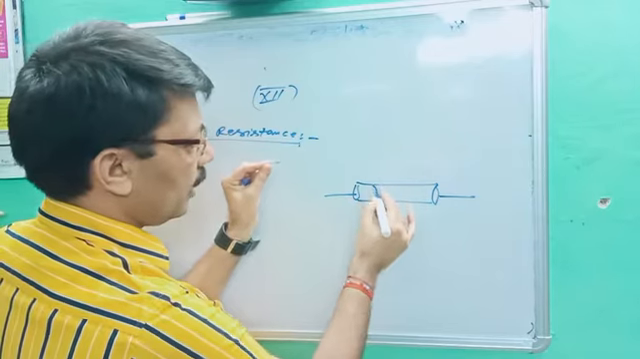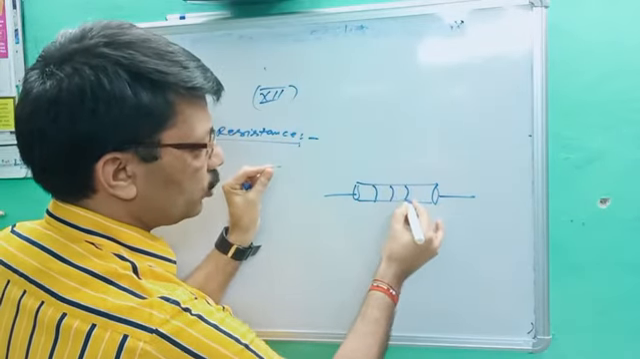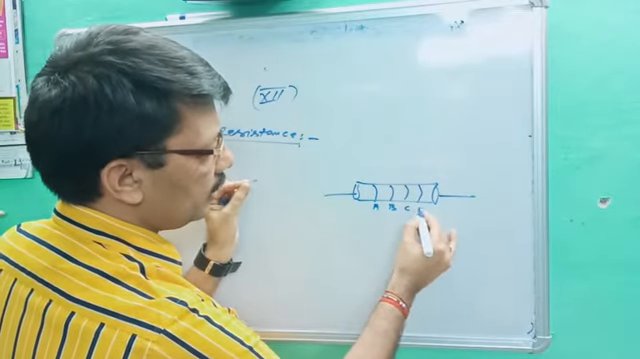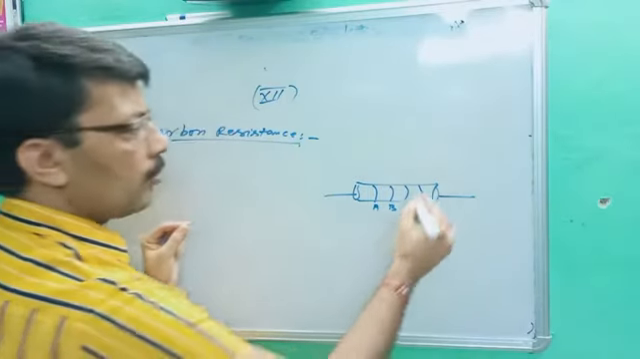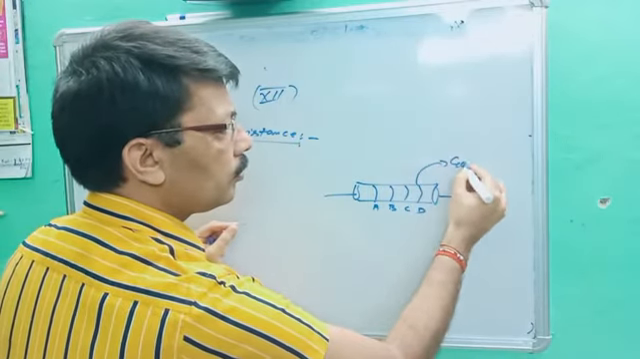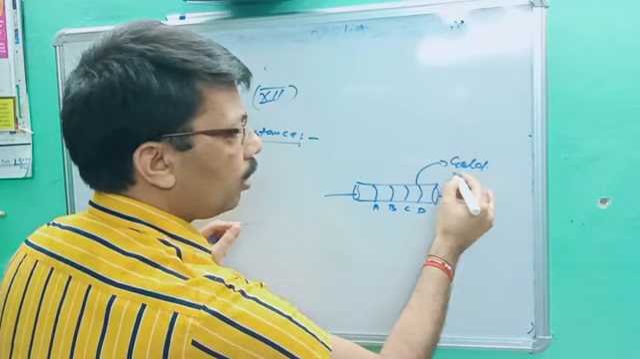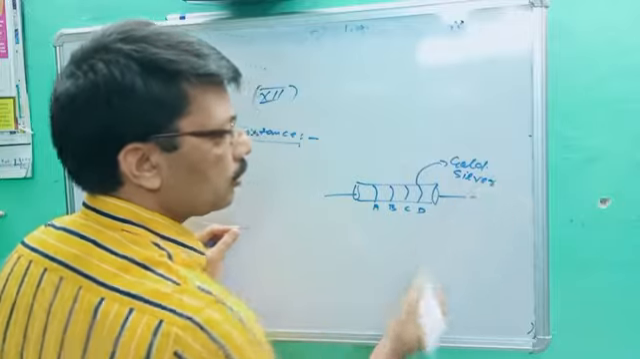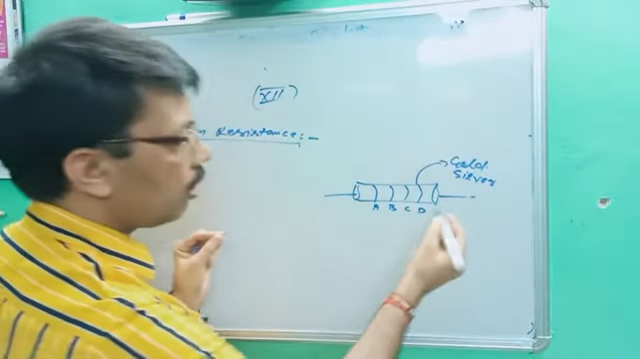with different colors of lines. Let's suppose I zoom here, 4 colors are there, and these colors are A, B, C, D. The last color will be gold or silver. Keep in mind, the last color will be gold or silver.